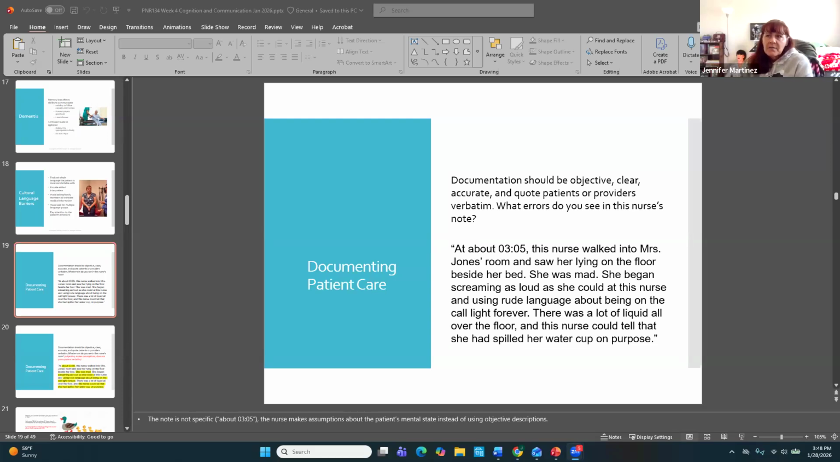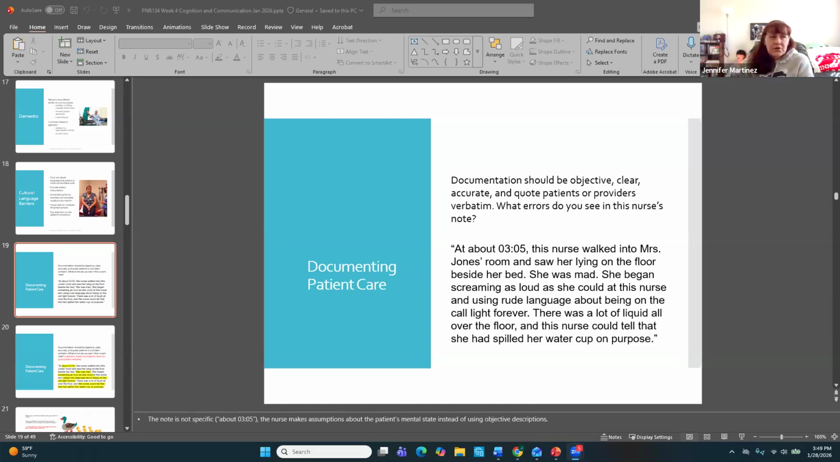Okay, good. So we do have to be careful, right, with our documentation. Remember that your documentation is legal documents. All right. Anything that you put in that chart is a legal document. So your documentation should be objective. You want to avoid any subjectiveness in your documentation, clear, accurate. If the patient says something and you want to put it in your note, go ahead and put it in quotations. Same thing with providers. If the provider tells you something, you want to put that in your notes as well.